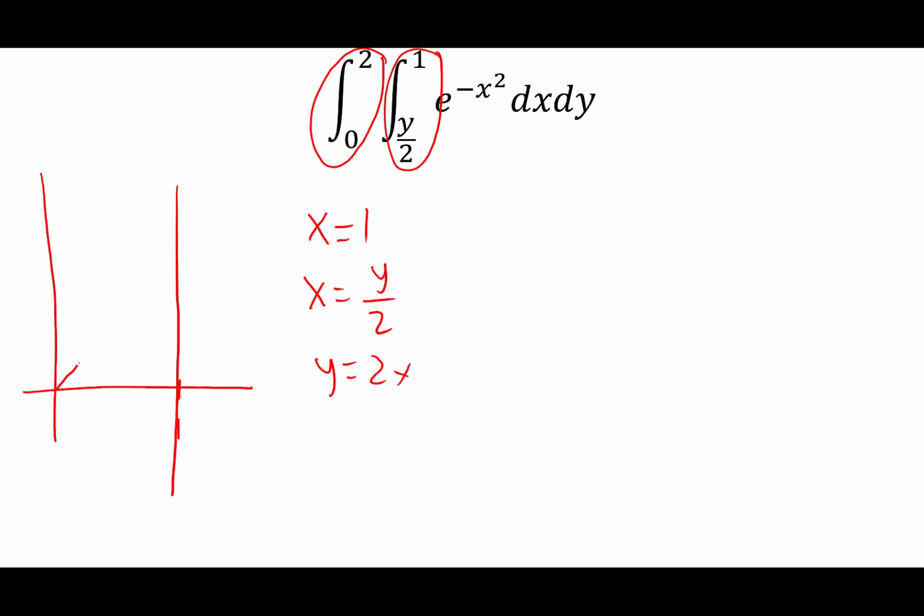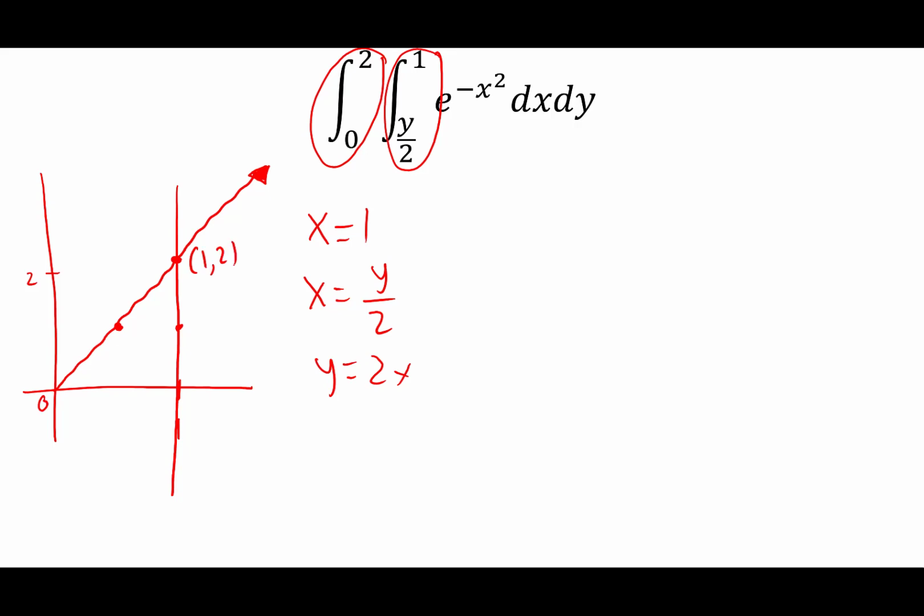That'll be this line right here. And now notice that y is going from 0 to 2. Again, x is bouncing between this bottom line all the way up to this top line. So the region we're looking at is another triangular shaped region. And just for your reference, this point is (1, 2).